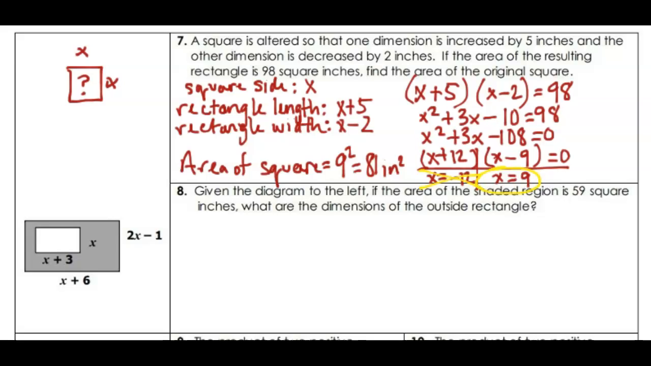The next problem also is quite interesting, because they tell you that the shaded area is 59 square inches. So what they're saying is that this area right here is 59 square inches. Now, if you remember back from your geometry days, you can find this area simply by taking the difference of the two areas, right? If you take the large rectangle area and subtract out the small rectangle, you'll have everything in between.